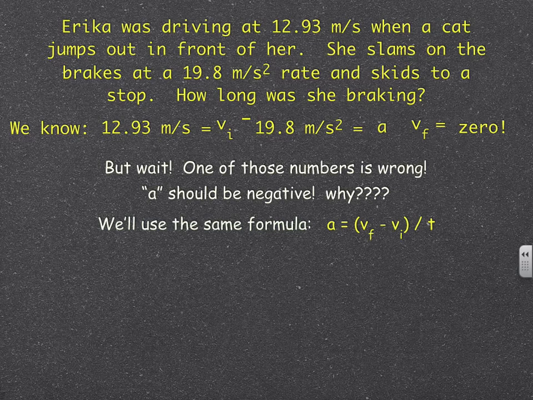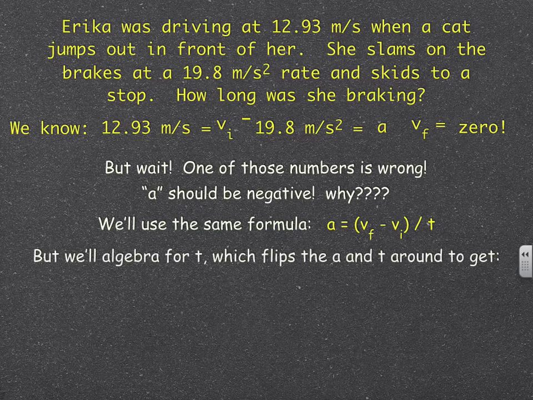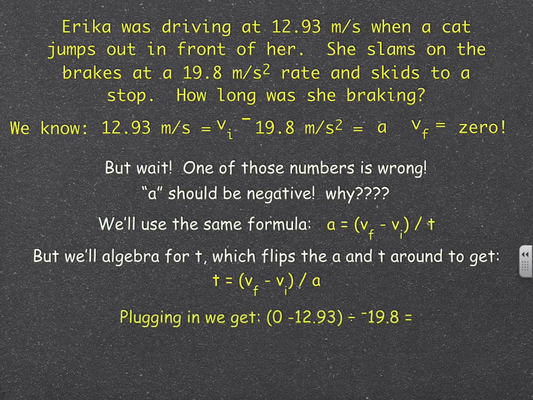So we're going to use this same formula, but this time we're looking for time. How long was she braking? How long could be a distance, but clearly here it's a time. So if we're going to do algebra for t, then the t and the a are just going to trade places, and we end up with a formula that looks like that. Once we've identified our variables, all we have to do is shove in the numbers.